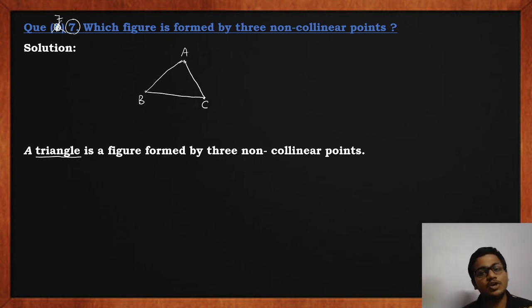Similarly, which figures can you all form with 4 non-collinear points? You all can form a square or a quadrilateral. Not only a square, you all can form a quadrilateral. So even such kind of questions can be expected. So be prepared for that as well.